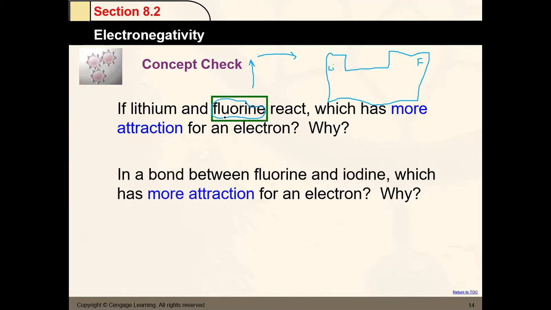In a bond between fluorine and iodine, which one has more attraction for electrons? Well, iodine is right here, at the bottom. Here we're really not debating between left or right, because they're all on the far right of the periodic table. But iodine is lower than fluorine. Remember, electronegativity increases from bottom to top, meaning that fluorine is the most electronegative, so it has a higher attraction for an electron.